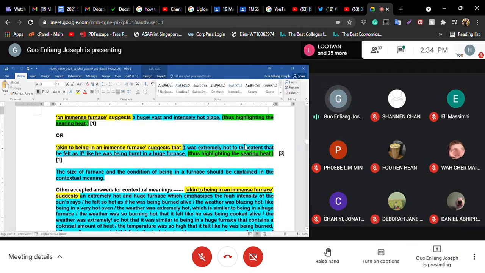Then of course the second one, it was extremely hot, okay, to the extent that he felt as if, or he felt like, that is akin to being, he was being burnt in a huge furnace. So huge is immense. He was being burnt, and the idea of extremely hot, okay, is the condition of being in the furnace. Okay, so it's talking about the characteristics of a furnace, all right, which is extremely hot and being burned inside the furnace. Okay, so you do not need to replace the word furnace, but you need to give the inference, okay, or the condition of being in the furnace, all right, in the contextual meaning. So this is what we are looking for in this case, all right.